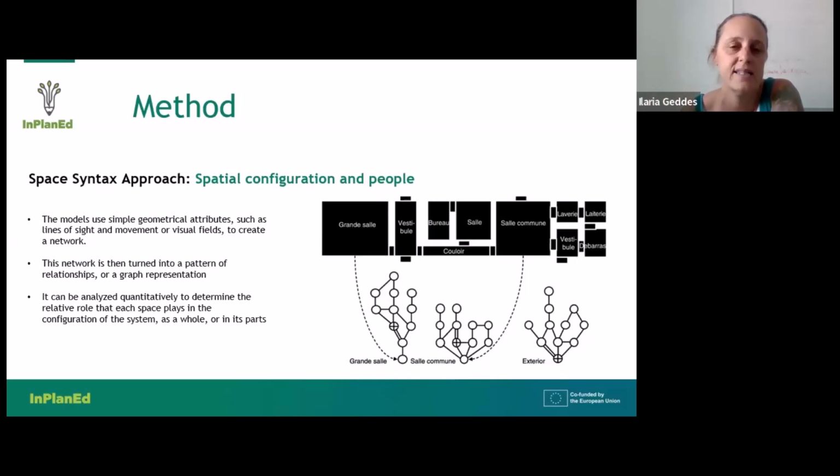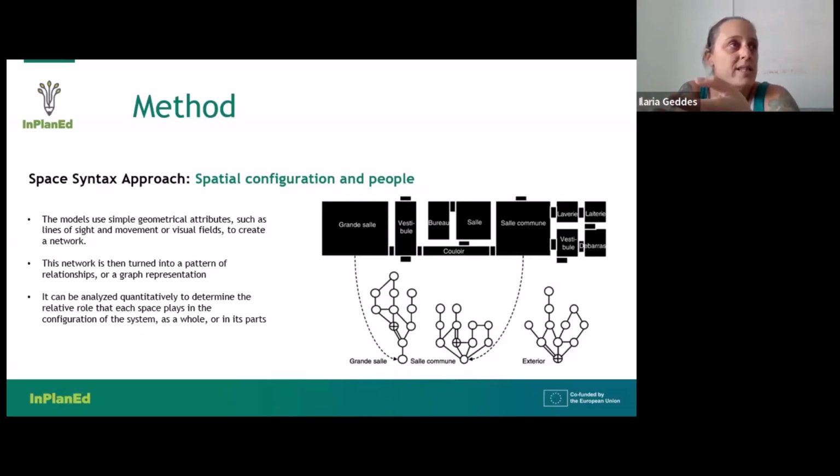So the first one is if you are in the Grand Salle, then to reach the farthest space away from you, you see the diagram of spaces through which you have to move to get there. If you're in the Salle commune, the graph is different, and you can see that it is a lot more shallow. The first one is a lot deeper. If you are outside of the building, you also have a different type of graph, and this tells you how the internal layout of the building relates to the outdoor space.